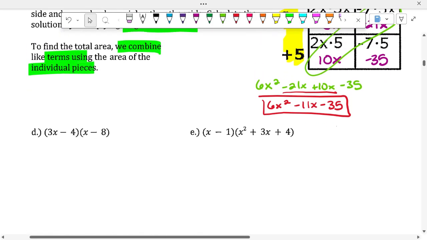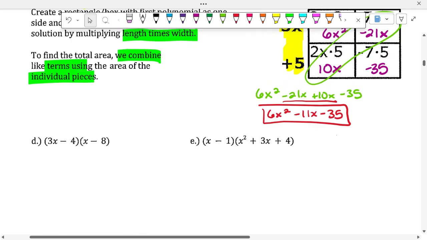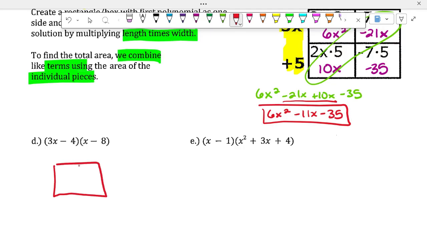Okay, so now the size of your box depends on how many terms you have in each polynomial. So for example, letter D, how many terms are in each polynomial? 2. So that means we're making a 2 by 2 box. So you should have 2 columns and 2 rows.